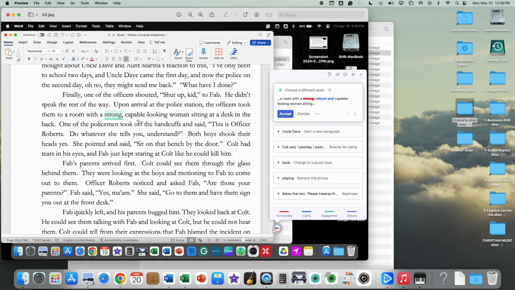I know this is green, so it's a suggestion. It's not like a correction. Like you would have down here, you have the red where it says it's actually a grammar problem, but this is a suggestion to improve your writing here. Let's go on to the next one.